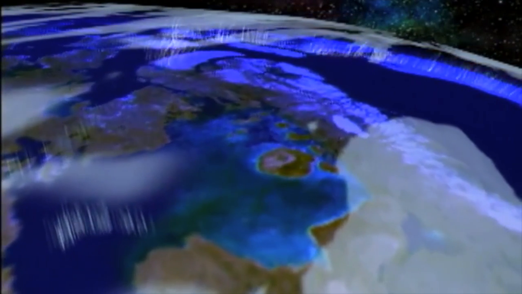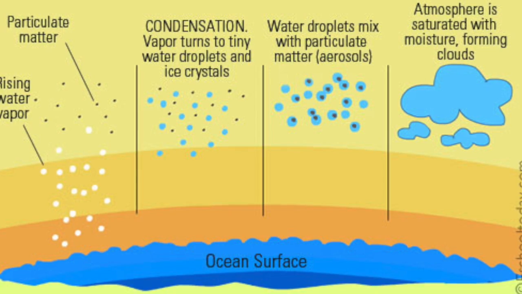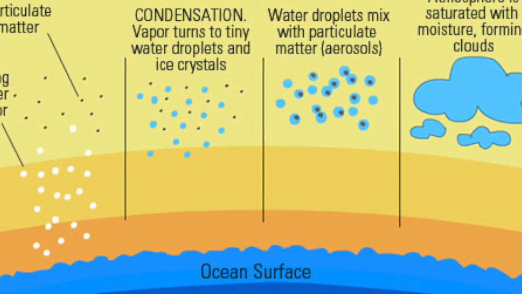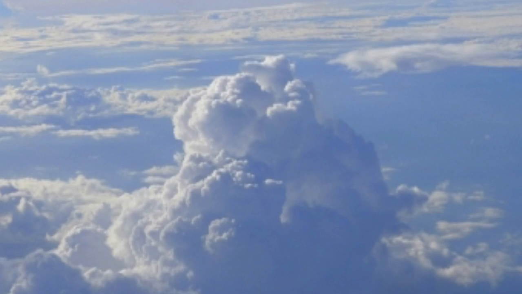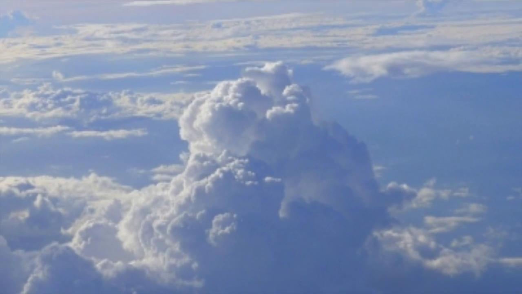Condensation is the next step of the water cycle. Condensation is when water vapor gets cold and is transformed into liquid water. This process is responsible for the formation of clouds, which could lead to precipitation.